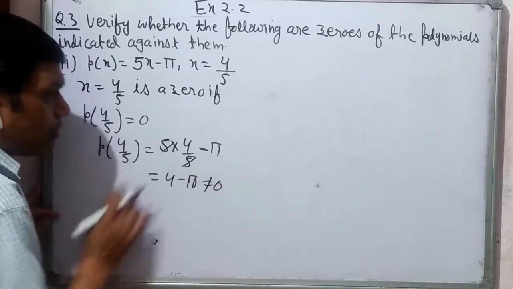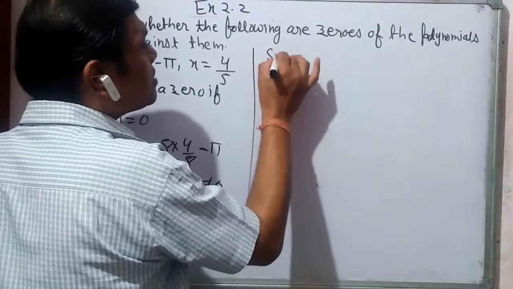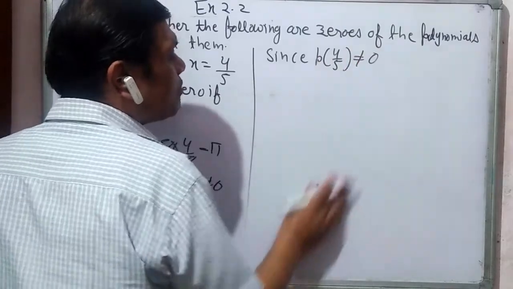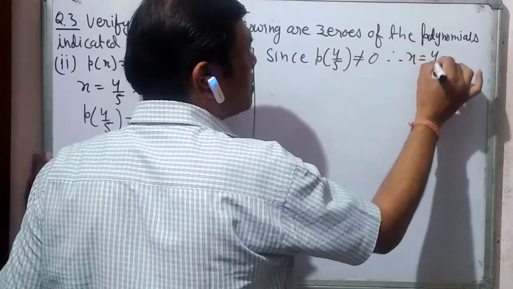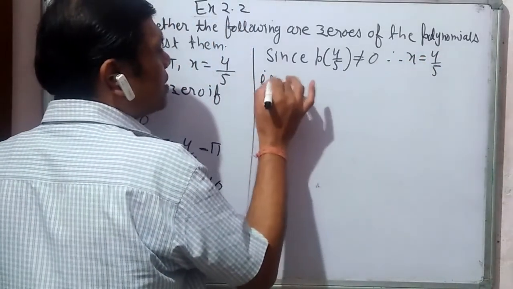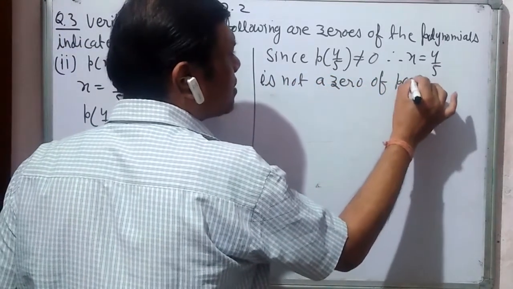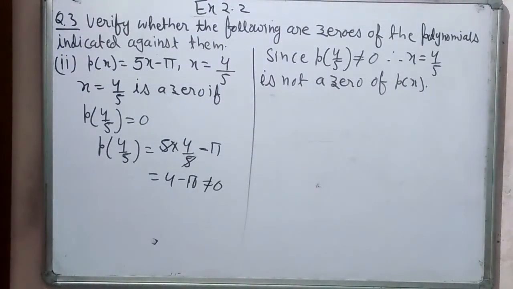This is not equal to 0. Right? So what can we say, what will our reason be? Since the polynomial's value at 4 upon 5 is not equal to 0, therefore x equals 4 upon 5 is not a 0 of p(x). Since the value of the polynomial at the given value of the variable, 4 upon 5, is not becoming 0, therefore it is not a 0 of the polynomial.